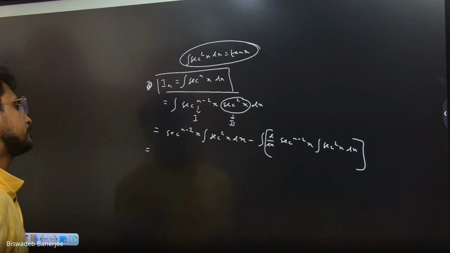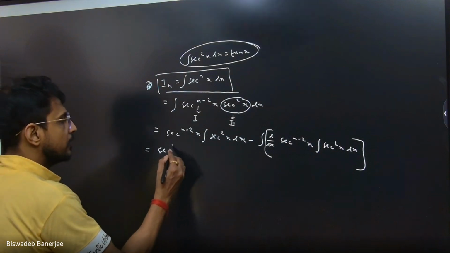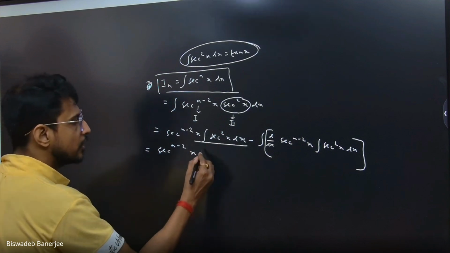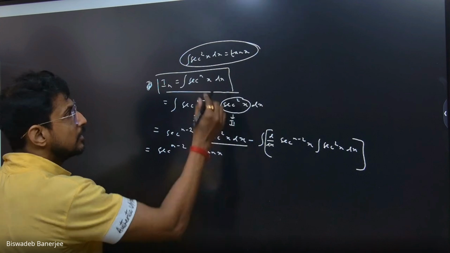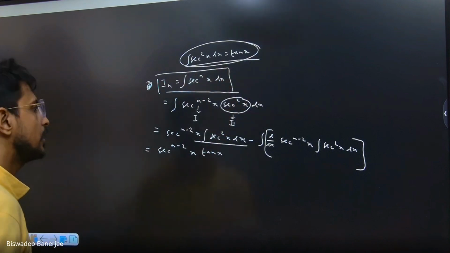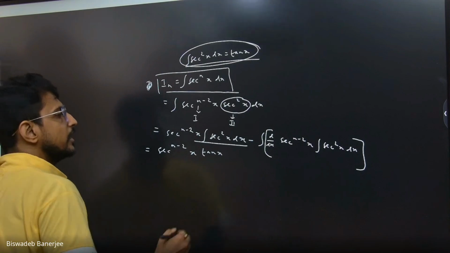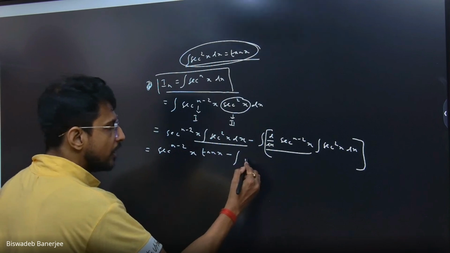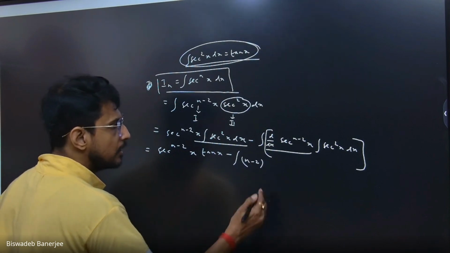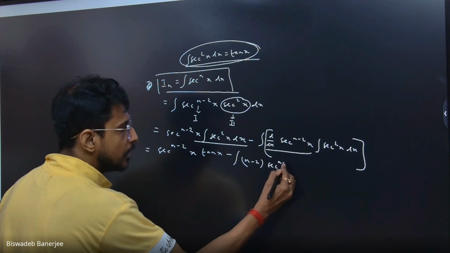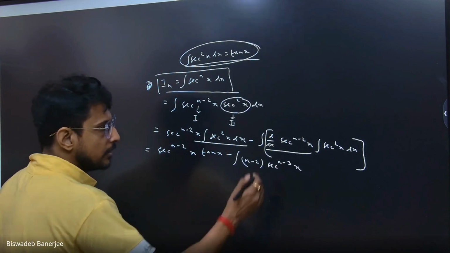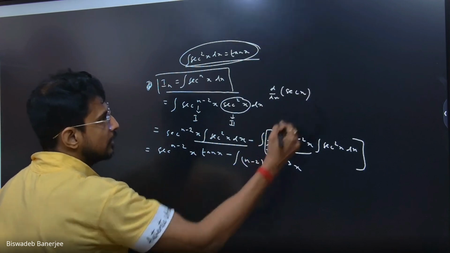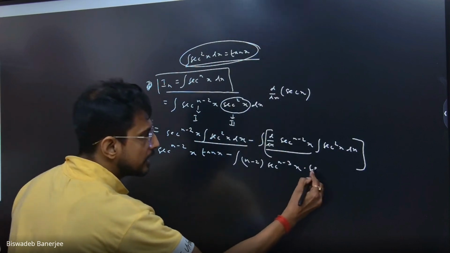Then sec to the power n minus 2x remains as it is. Integration sec squared x is tan x. Use this formula. It's a very basic formula. Integration sec squared x is tan x minus integration. How to differentiate this? At first, n minus 2 comes here. Then sec to the power n minus 3x. Then ddx of sec x is sec x into tan x.